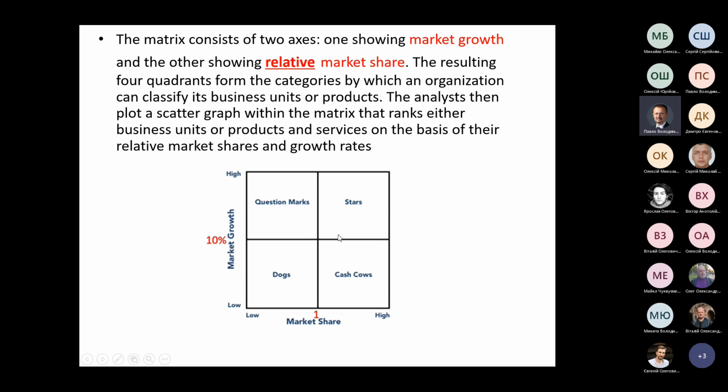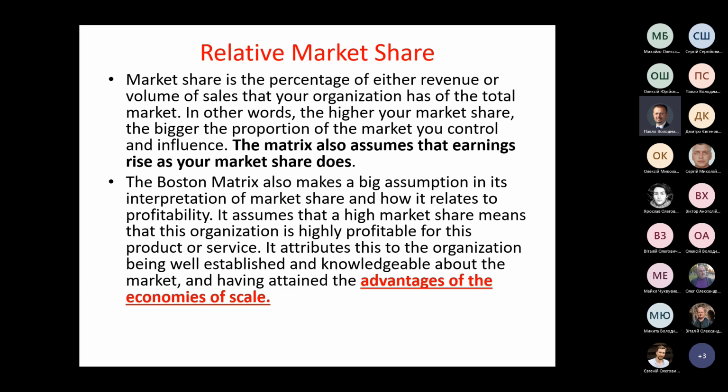And within the matrix, we are selecting the four typical strategies. Strategies for dogs, strategies for question marks, strategy for stars, and strategy for cash cows. And I'm stressing one more time that all the strategies are provided for different strategic business units of one diversified company. So let's begin with two dimensions.